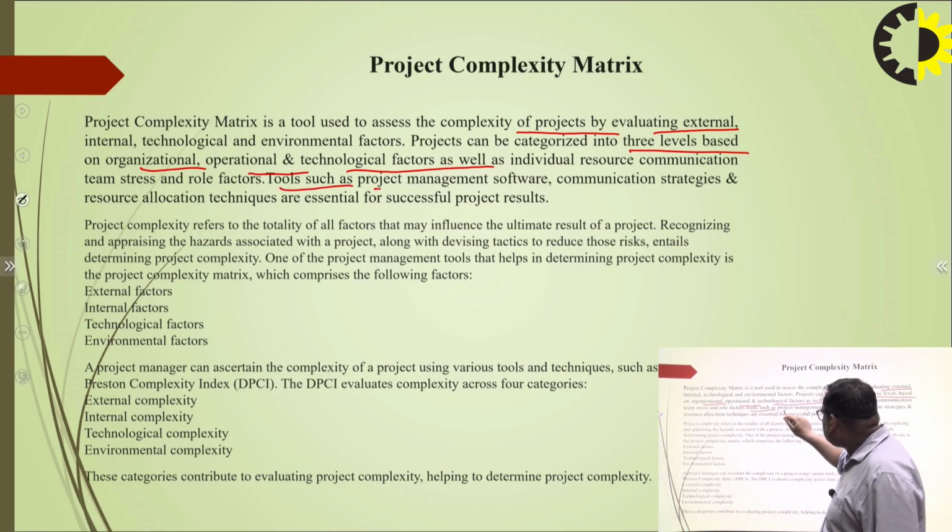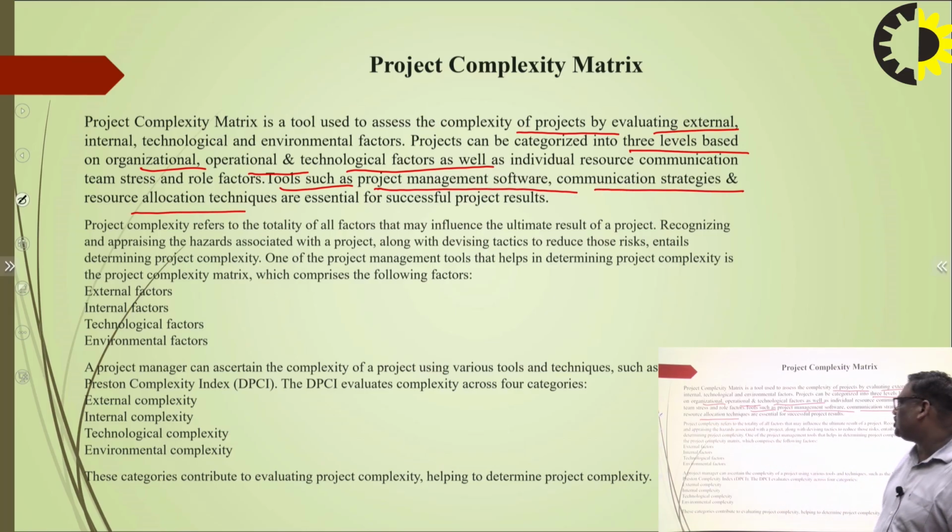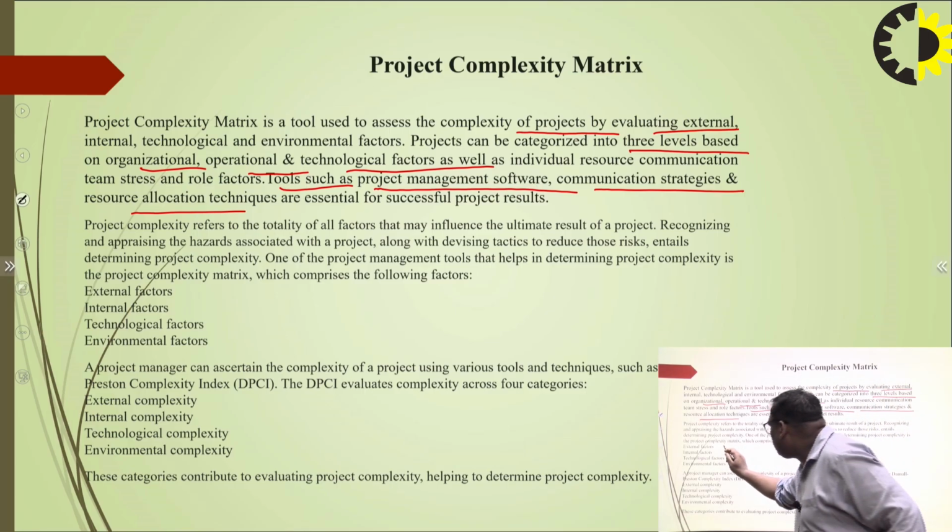tools such as project management software, communication strategies and resource allocation techniques are essential for the success of the project. So when we are involved in any type of project, some external and some technological aspects affect our project depending on the scenario. So we evaluate it and then measure it and then find the complexity matrix. So internal factors, external factors, technological factors and environmental factors, these are the 4 factors that affect our complexity matrix.